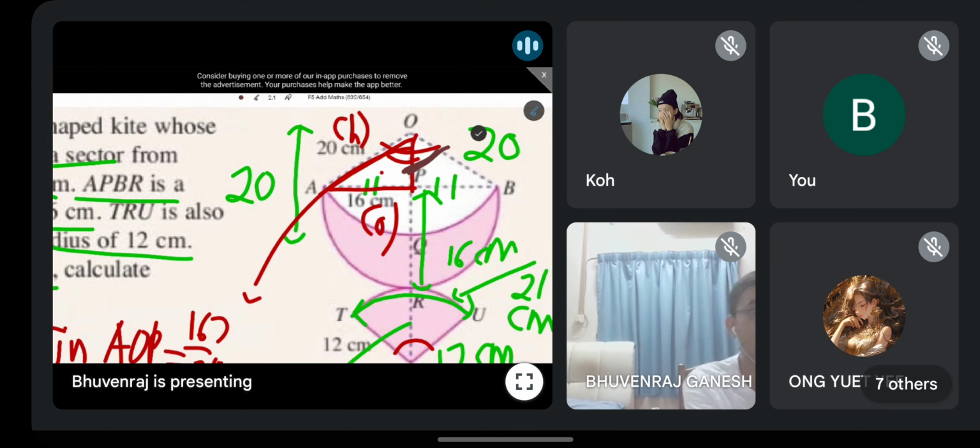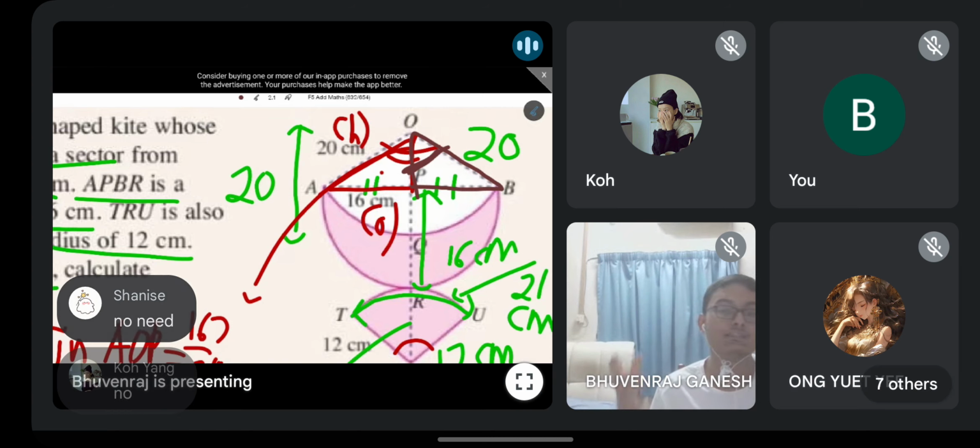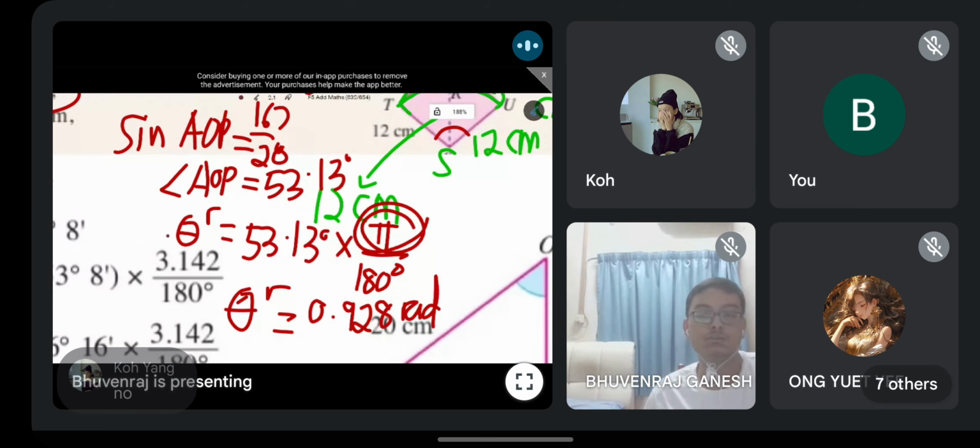So guys, do I need to use SOHCAHTOA again for this triangle to count? Do I need to calculate the angle for BOQ again? Okay, no need. So what do we do? If no need to count again, what do we have to do?